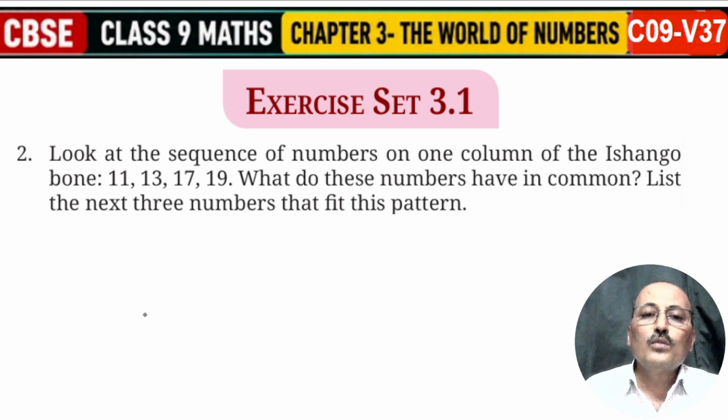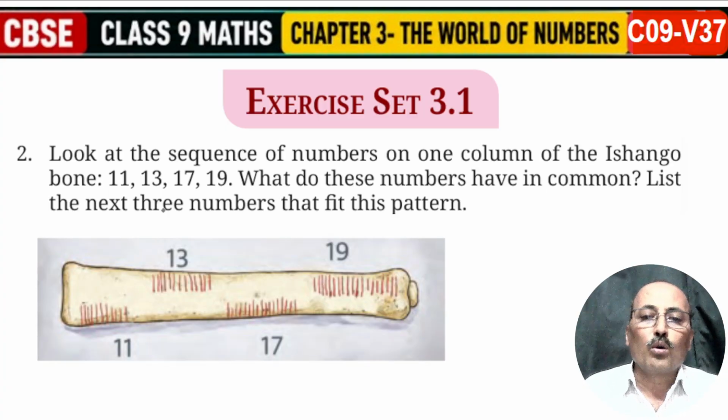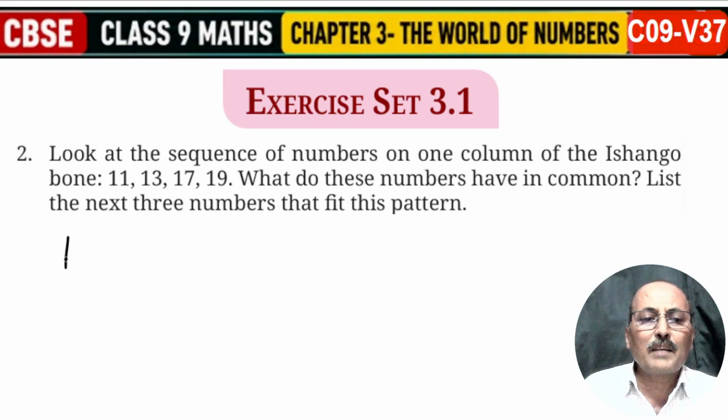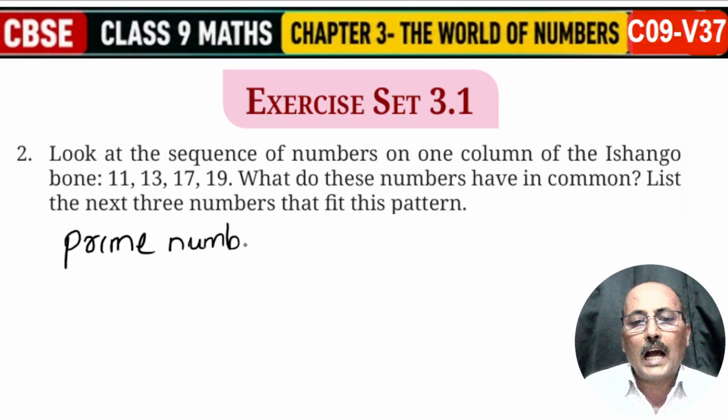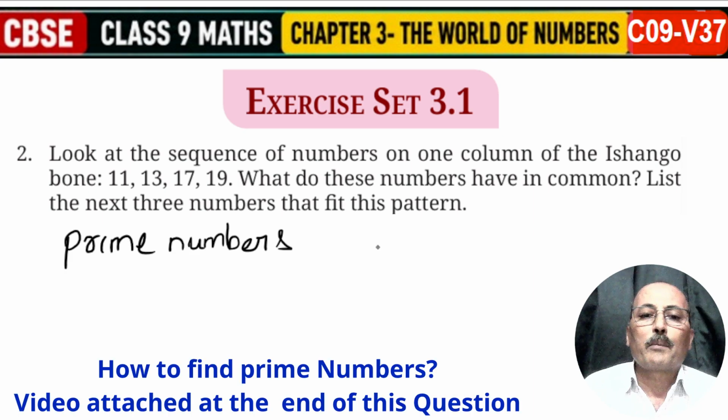Here is question number 2 from exercise set 3.1. Look at the sequence of numbers on one column of the Ishango bone. We saw the Ishango bone in video number 36, the previous video. It contains 11, 13, 17, 19. What do these numbers have in common? I explained it there itself. These numbers are nothing but prime numbers. No doubt in this one, they had the knowledge of prime numbers. What do these numbers have in common means the common is prime, they are all prime numbers.